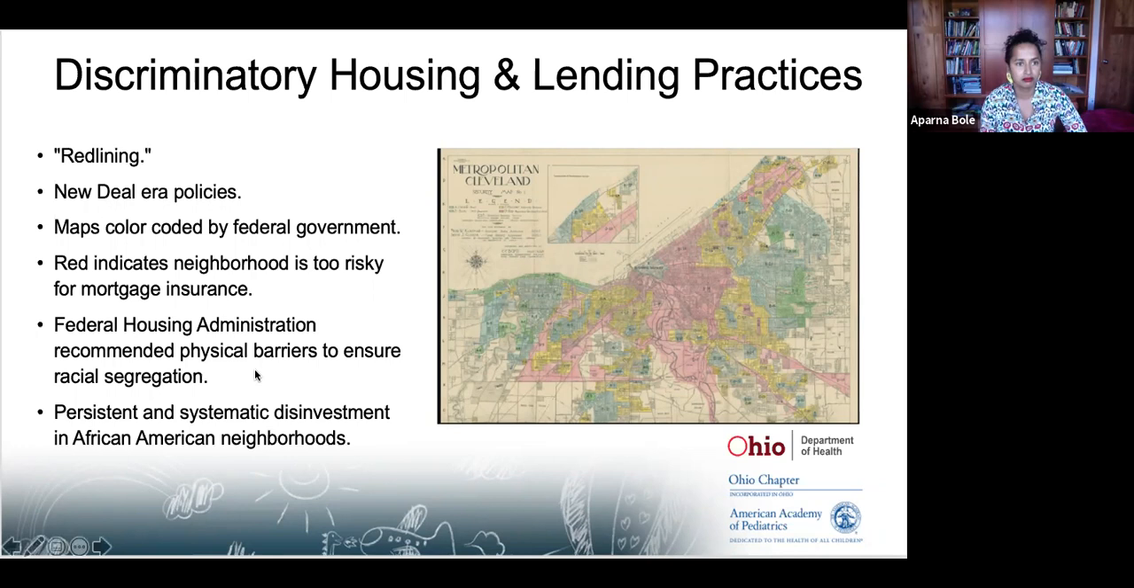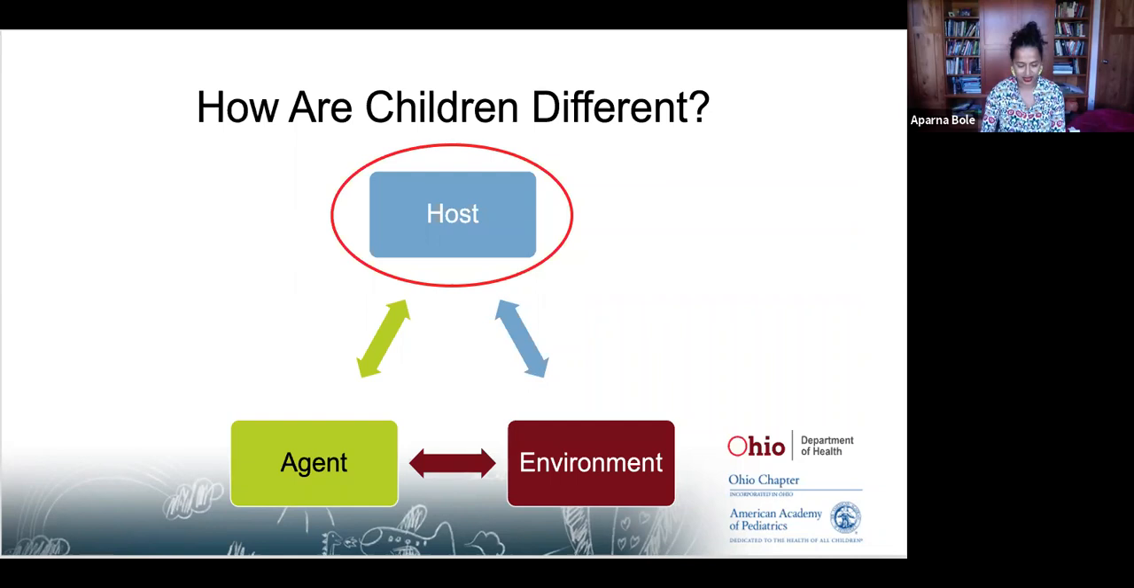So I'm going to move around that epidemiologic triad that Dr. Newman introduced earlier to talk a little bit about the unique vulnerability of children to lead exposure and lead poisoning. Next slide, please.